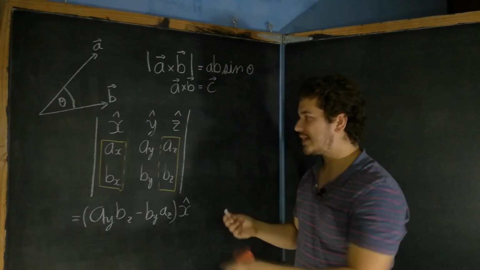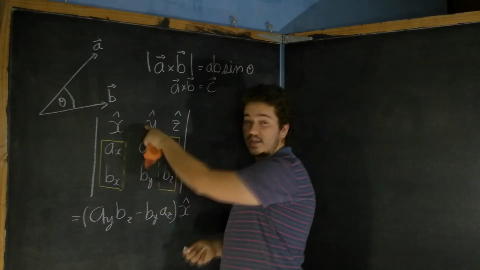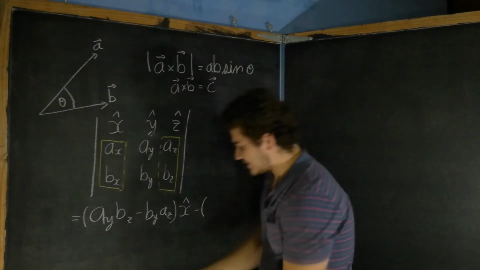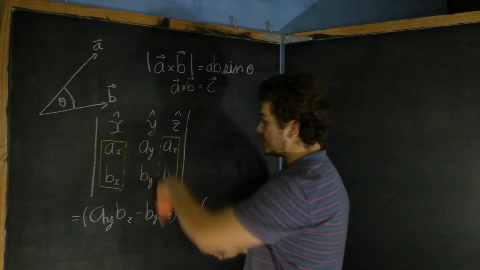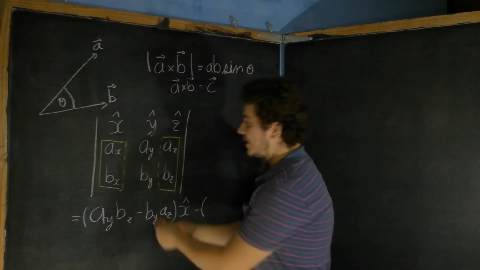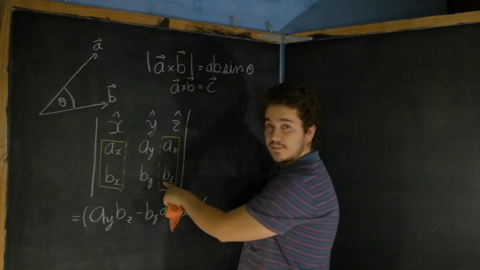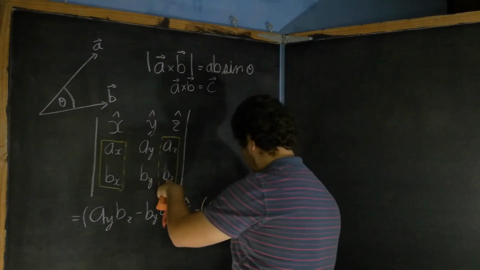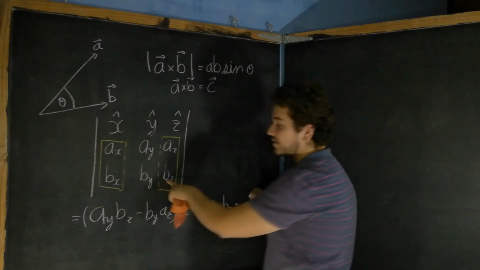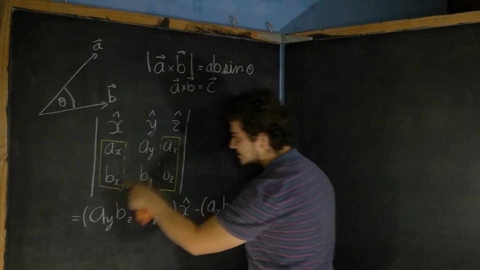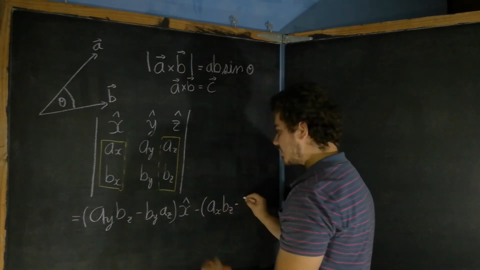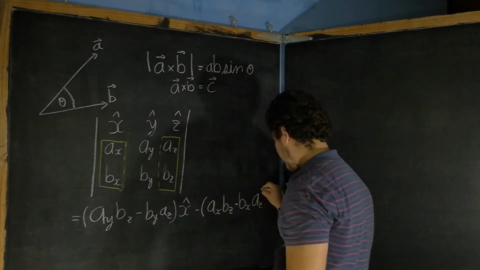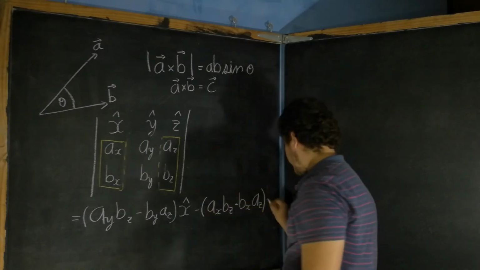There's also an important thing. When you're calculating the component of y, you have to put a minus sign on it. This will be minus, and we do the exact same thing with the multiplication of these components. We say ax times bz, minus the other way around, bx times az, so minus this direction, bx times az, and all this goes in the y direction.